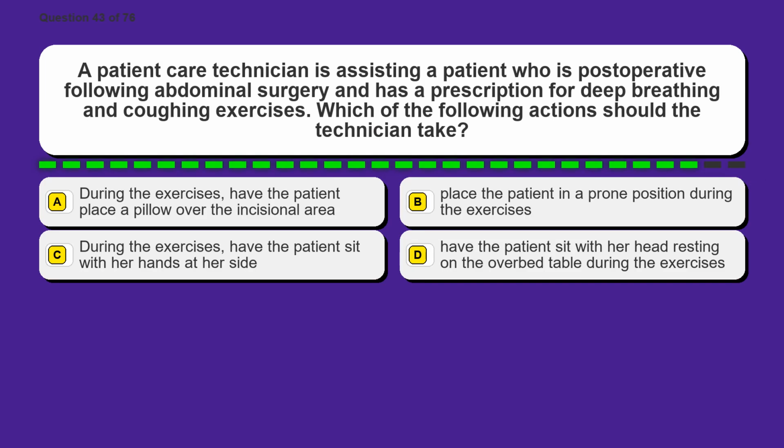Question 43. A patient care technician is assisting a patient who is postoperative following abdominal surgery and has a prescription for deep breathing and coughing exercises. Which of the following actions should the technician take? Option A, during the exercises, have the patient place a pillow over the incisional area. Option B, place the patient in a prone position during the exercises. Option C, during the exercises, have the patient sit with her hands at her side. Option D, have the patient sit with her head resting on the overbed table during the exercises.